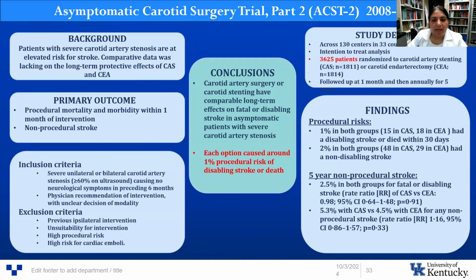So as you can see, this trial started recruiting in 2008, and the results were published in 2020. This trial continued to recruit asymptomatic patients over a period of 12 years in 33 countries across 130 centers. So now we are in the 2000s, which means even the carotid artery stenting procedure is now well established for 30 years. We have newer devices, operators are more experienced, they have better training. And in this trial, they found that the procedural risk for both CEA as well as carotid artery stenting in the first 30 days was 1%. So that shows you how far we have come when it comes to interventions.